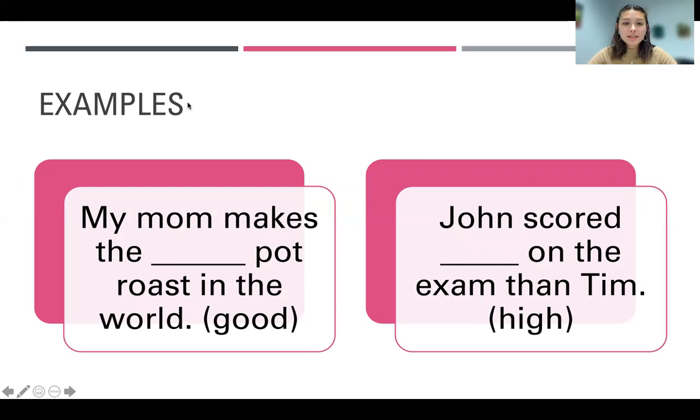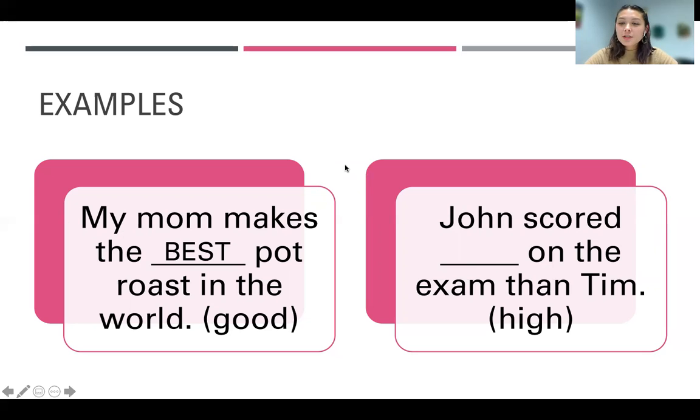I've got some examples for us here. So my mom makes the blank pot roast in the world. If we're talking about in the whole world, that is pretty good indicator that we're comparing between everything in the entire world, more than two things. So my mom makes the best pot roast in the world.